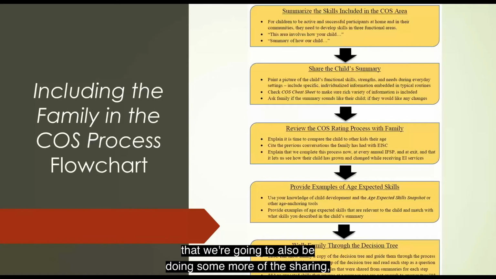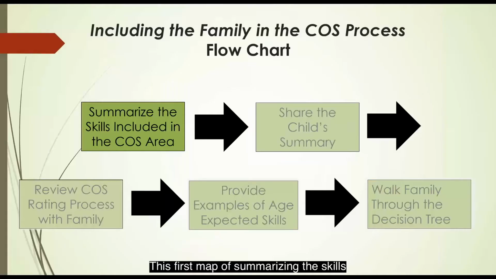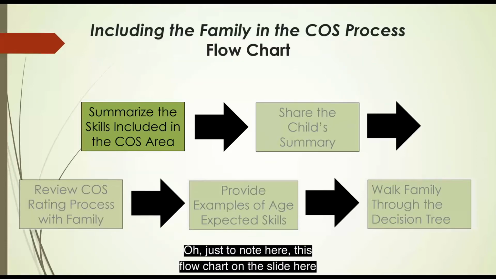And the providers, though, are going to also be doing some more of the sharing, providing examples of age expected skills, and really facilitating use of this decision tree there and making the final call on the rating. It's essential that every team member understands the COS summary process and what it looks like, and that you're prepared to go through this with some consistency so we can have that consistency when we do. This first step of summarizing the skills included in the COS area. Just a note here, this flowchart on the slide here matches up with the flowchart you have. It's just a little simplified version just for the PowerPoint, but you're welcome to reference the one that you have in your handout.